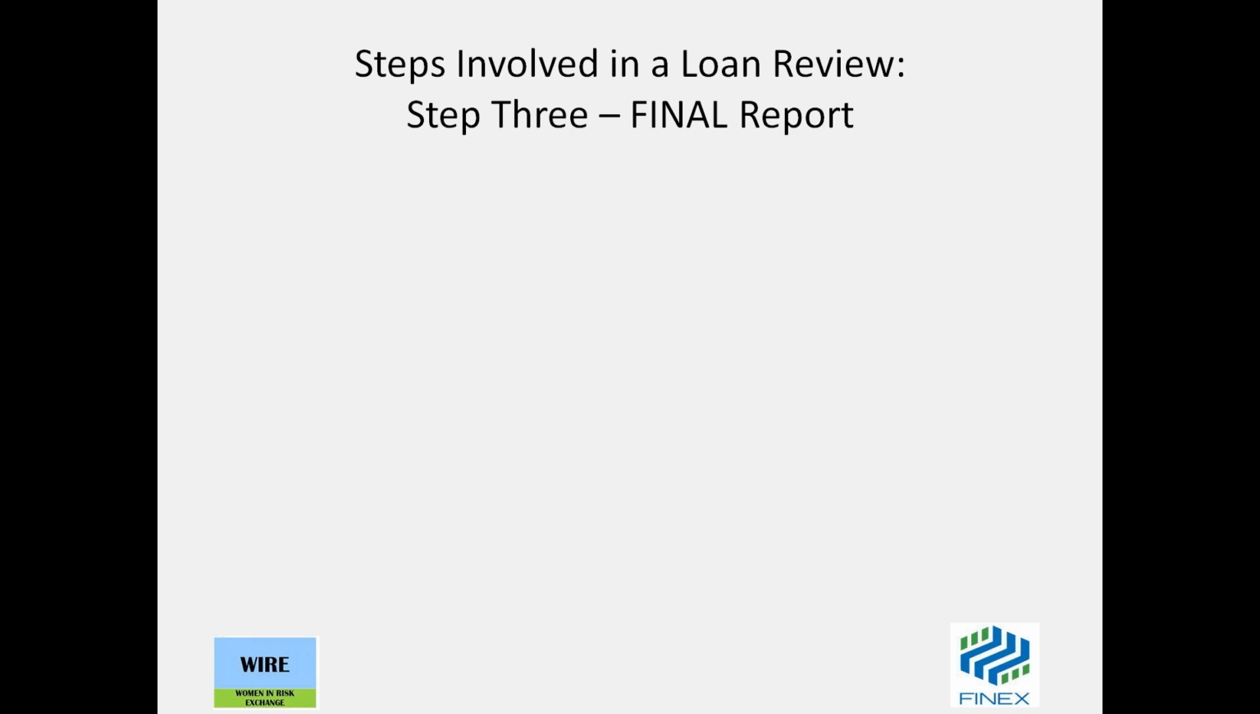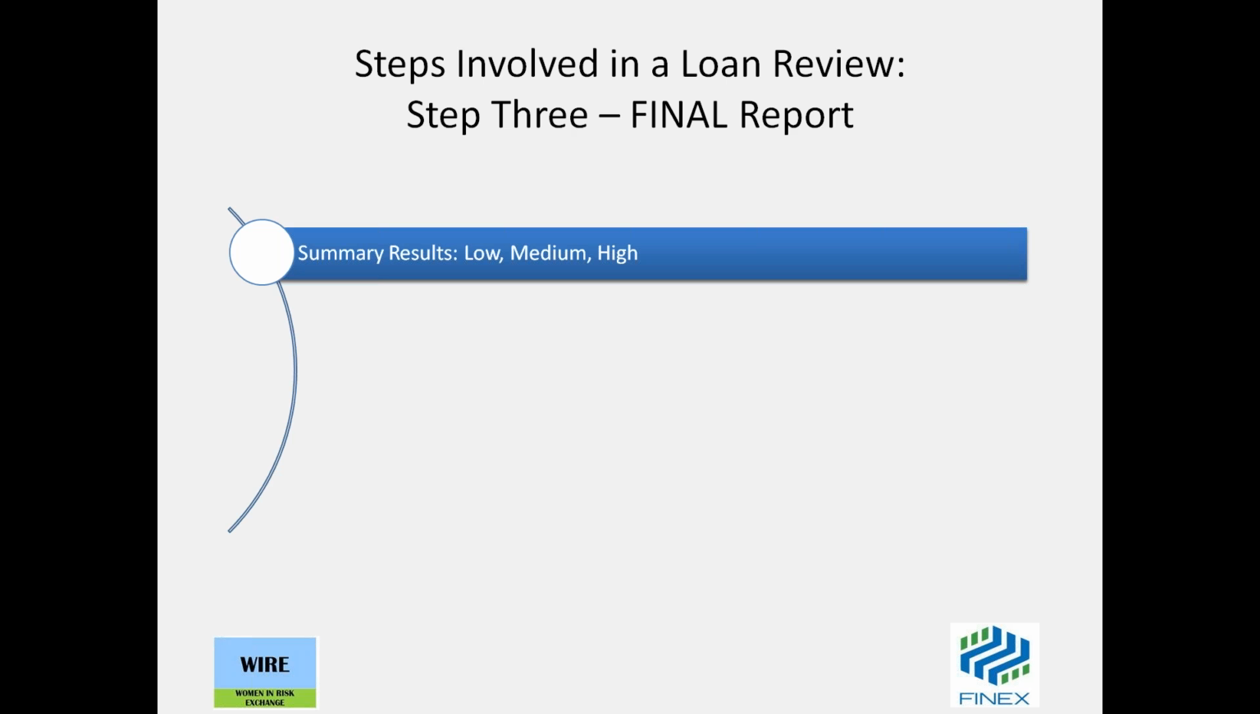So the final step is a report that's issued, okay? So we go out to a branch, we do our loan review, and then we issue our report. The first thing we're going to do is some summary results: high, medium, low priority findings. There usually aren't a lot of high priority findings.